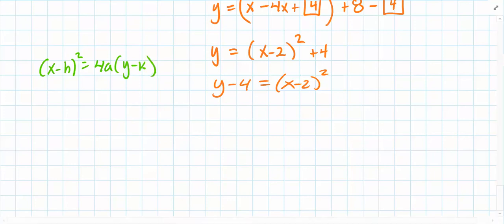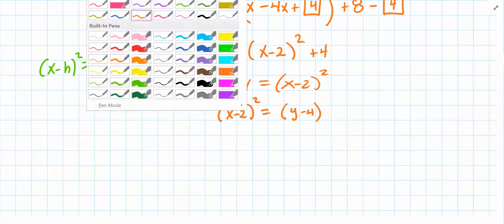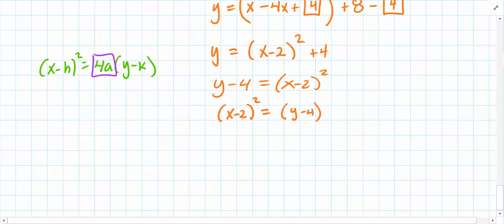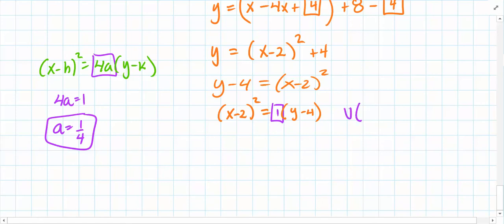So if I do x minus 2 squared is equal to the quantity y minus 4, you'll notice when you compare these two, 4a has to be a value of 1. See that? 4a has to be a value of 1. So I'd set 4a equal to 1, which means a is equal to 1/4. Okay, let's put all this information onto a graph now and understand what it is that we're doing. From here, we can get the vertex, which is located at the point h comma k, so that's going to be 2 comma 4.